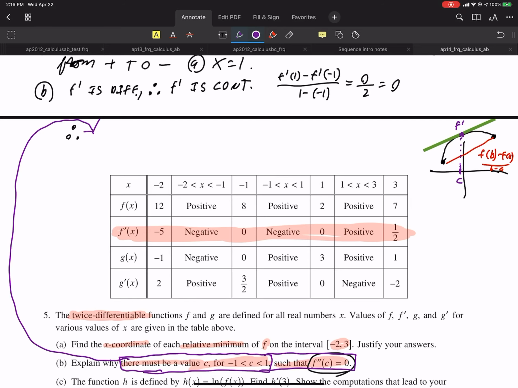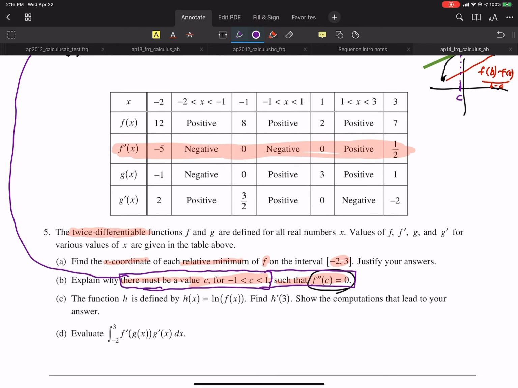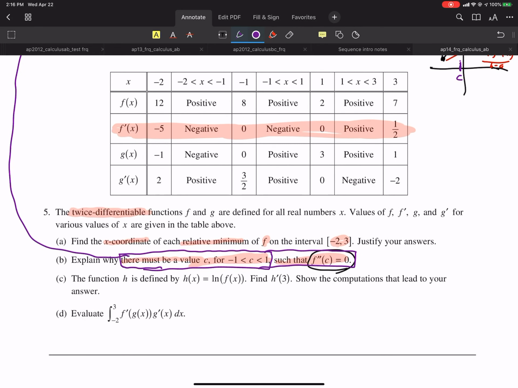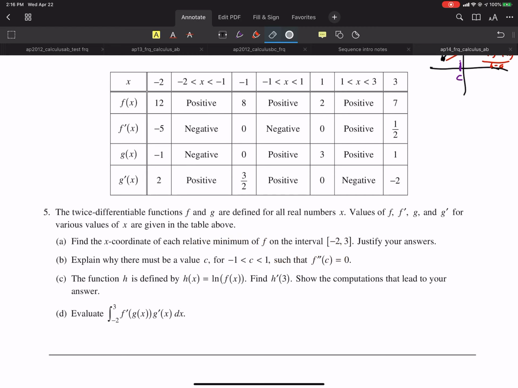That's going to be the mean value theorem. Make sure you understand that. Just don't memorize that. If you can visualize this picture I've shown you here, you understand that concept, then that won't be a hard problem. That's a very common problem on a data table type of situation. Let's get to part C.